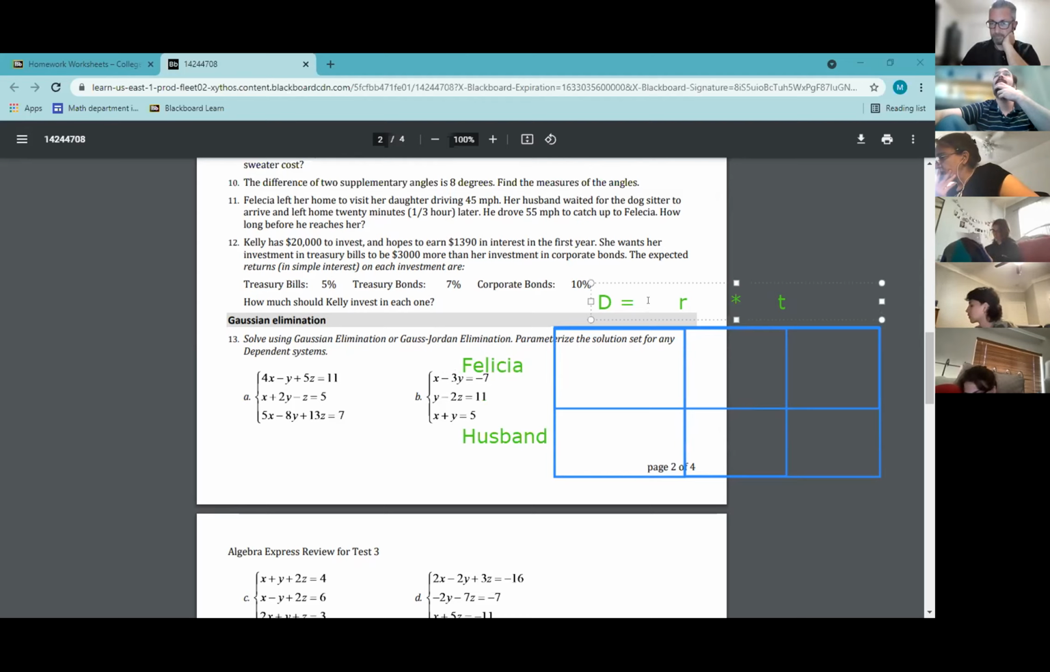Now I want y'all, if you're not reading this problem and trying to do this, I don't know, you're wasting your time. Because we're getting tested over this pretty soon.